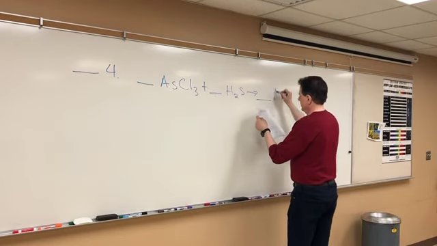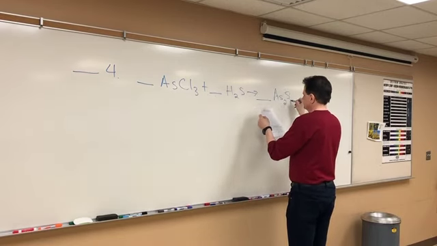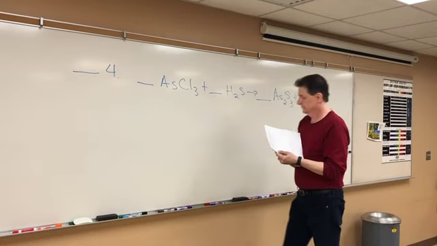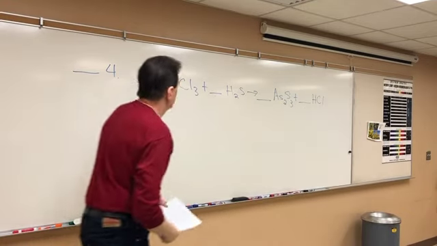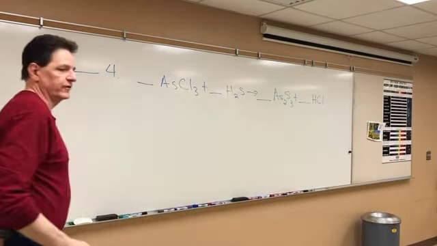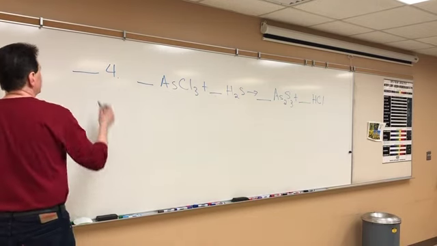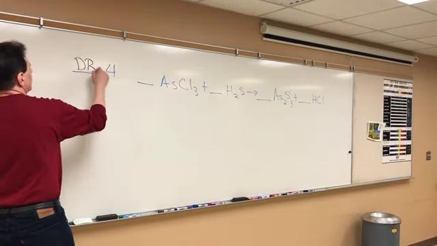Oh, this one looks complicated. All right. Ooh, we got a lot of stuff going on here. First, let's type it. It looks like we have cation, anion, cation, anion. When you have a cation, anion, cation, anion combination, it's going to be a double.